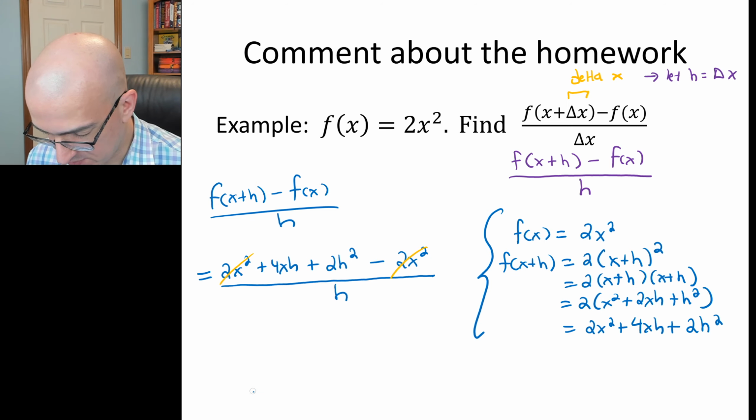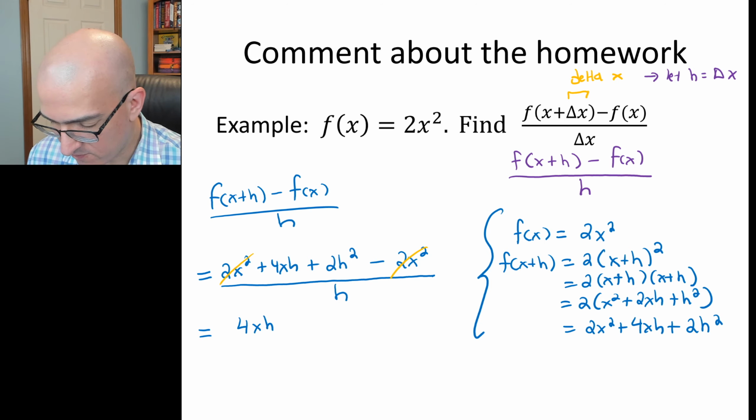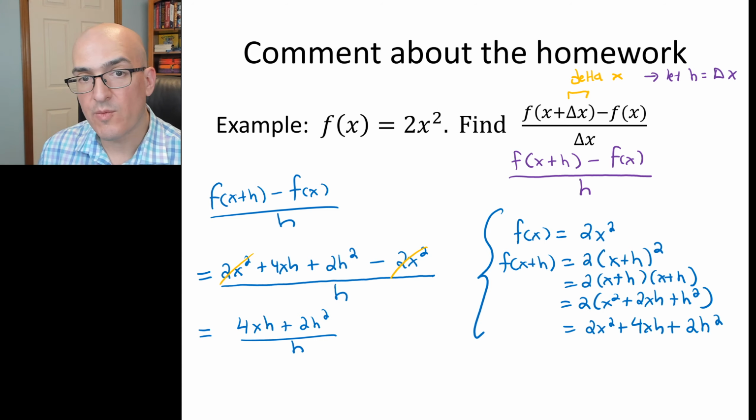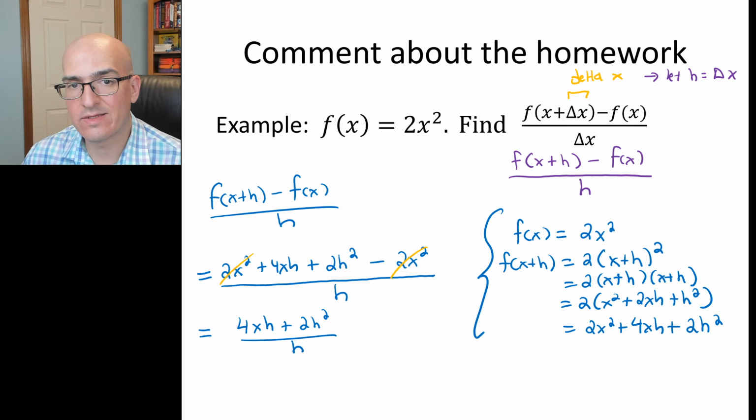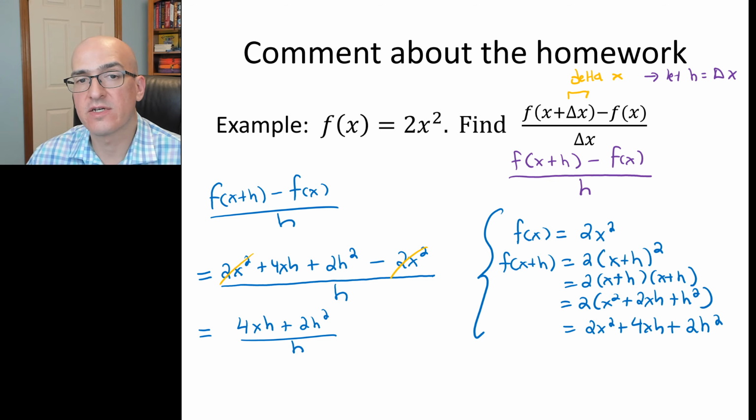Okay, next step is I'm just going to rewrite what we have, 4xh plus 2h squared over h. What we can do next is cancel. Now, you're going to be tempted to cancel in bad ways, especially when you're not paying attention, if you're just trying to go fast. So I'll show you how to cancel properly. The way to cancel properly is to begin your cancellation process by factoring, by common factoring.